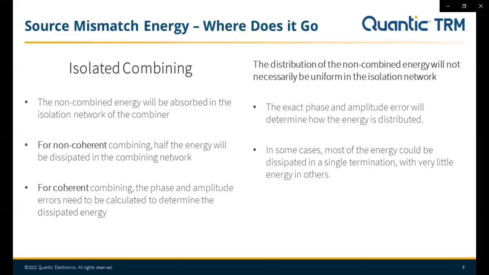So with isolated combining, that power that is thrown away gets put into the isolation network. So there's usually some sort of a termination or an isolation resistor to absorb that. And really, especially if you start getting in combining networks where you have multiple units with more than 2, that phase imbalance can drive all the power into one isolation resistor. It does not necessarily divide equally. So that's something you've got to be careful of.